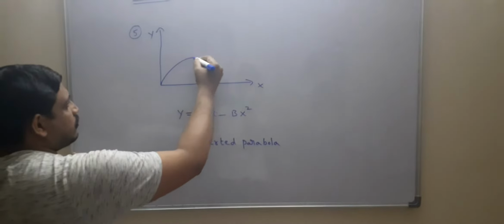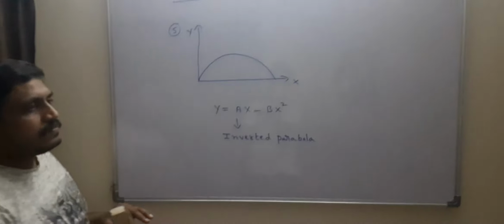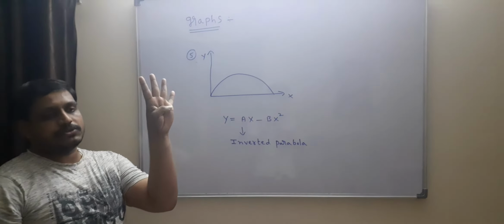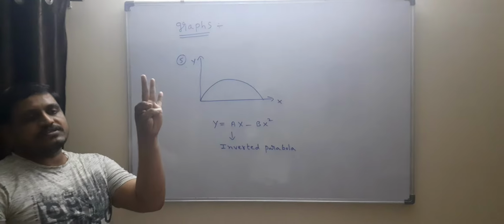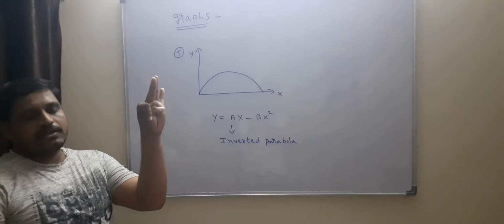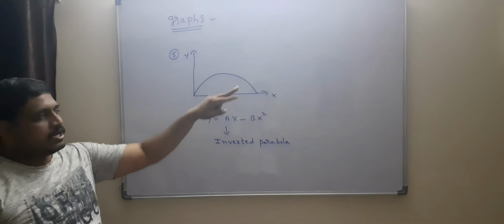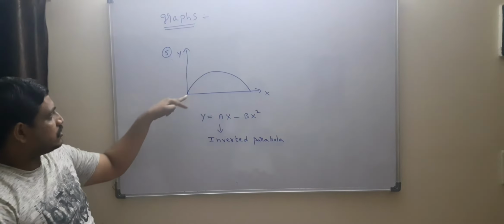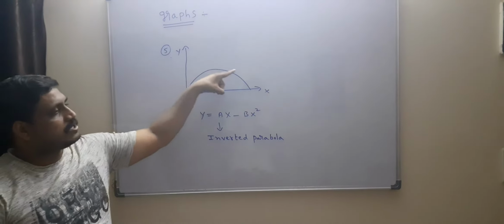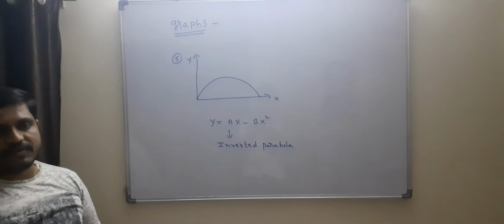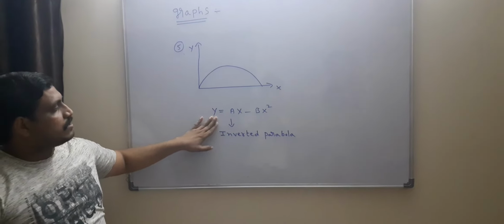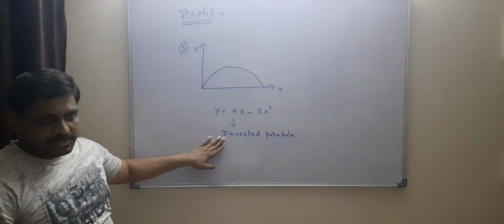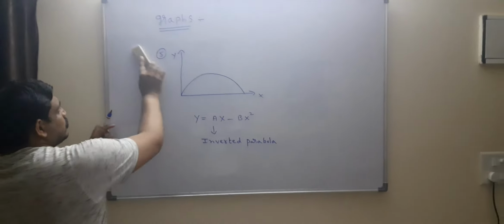This is the shape of the graph now. Look here. I give 5 graphs, Nana. First graph is y directly proportional to x. Second graph is y inversely proportional to x. Third graph is y equal to kx square. Fourth graph is y square equal to kx. Okay. Fifth graph is y equal to ax minus bx square. Y equal to ax minus bx square equation is called inverted parabola equation. Okay. This is the fifth graph, Nana.